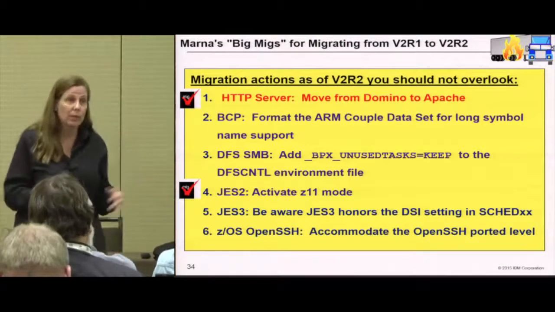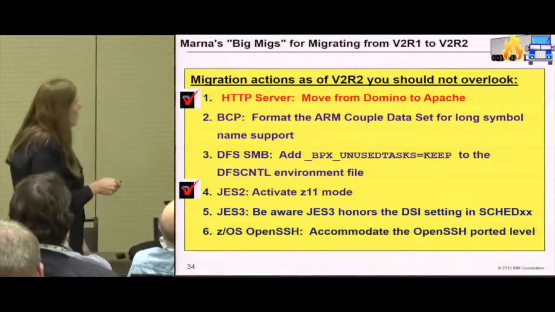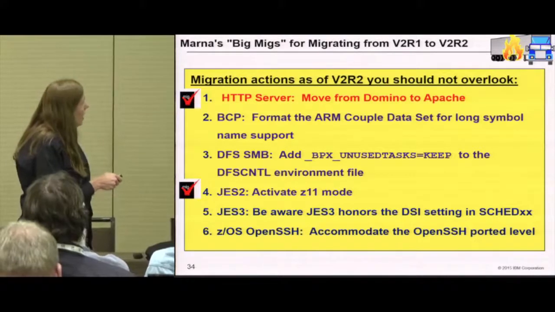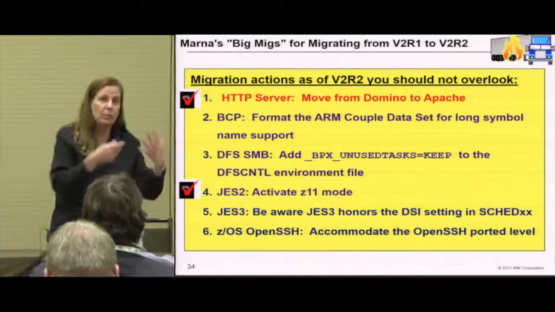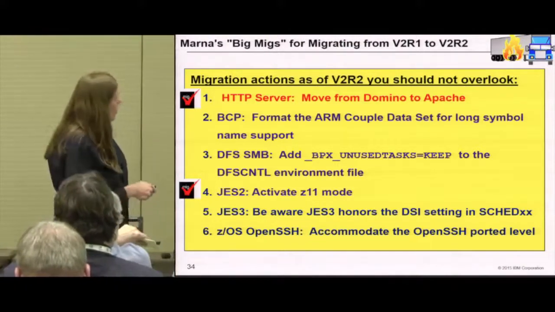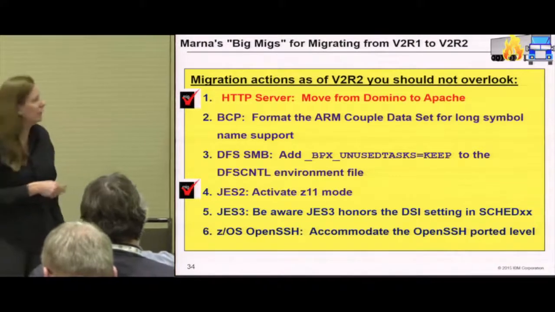So if that one counts as one, that should count as 100 of them, right? All right, so we've got this one, and I made it in red, and I put it as number 1. I don't know how else to inform you that that is a big migration action, and that's something that we really need to do. And hopefully you won't have an impact from it.